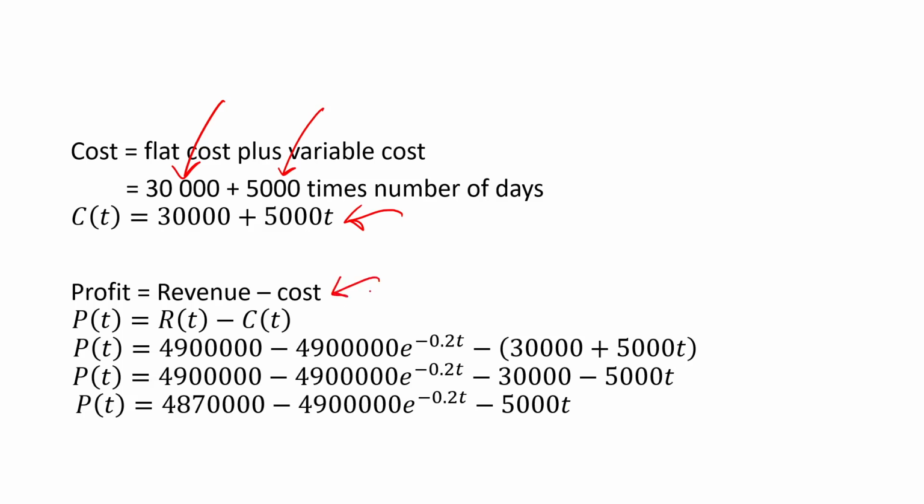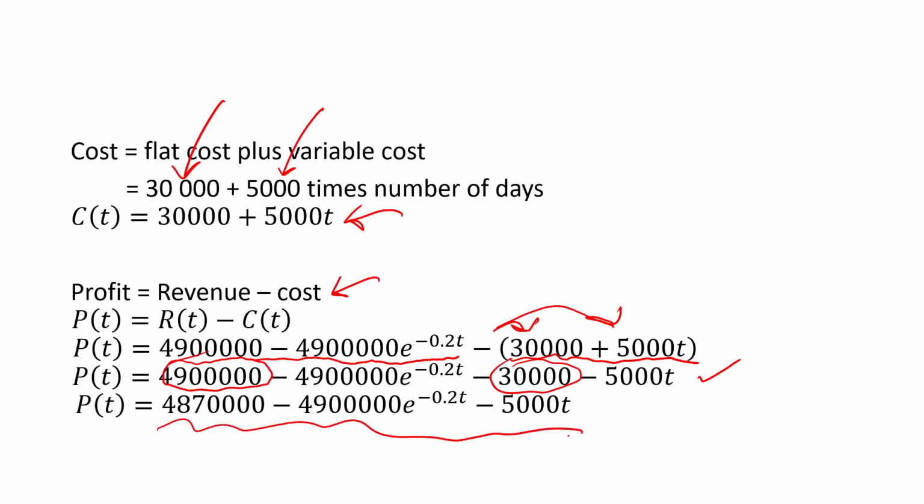Now we know profit always equals revenue minus cost. So it'll be 4,900,000 minus 4,900,000 e to the exponent negative 0.2 t. That's our revenue, minus this 30,000 plus 5,000 t, which is our cost. Distributing that minus sign into the bracket, of course, we get this quantity here, and collecting up our like terms, we have a 4,900,000, and we're subtracting a 30,000. What we get is this final equation down here representing profit: 4,870,000 minus 4,900,000 e to the exponent negative 0.2 t minus 5,000 t.